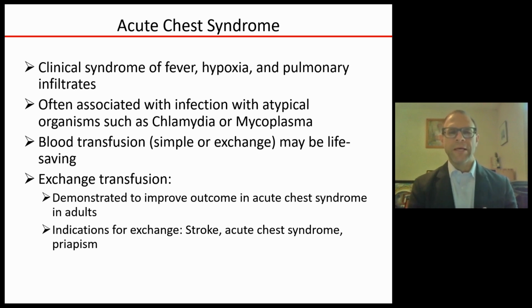The red blood cell exchange is the gold standard for treating acute chest syndrome. The idea here is that we are removing the sickled cells and thus removing the mechanism to occlude small blood vessels and replacing it with normal red blood cells that won't sickle. And then that will improve oxygenation. We exchange transfuse for acute chest syndrome and also stroke and priapism.